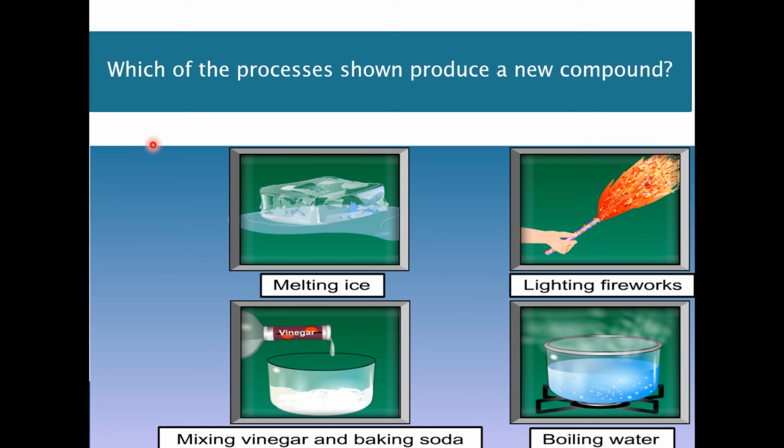Which of the processes shown produce a compound? The answer is mixing vinegar and baking soda and lighting fireworks. When fireworks burn, new compounds are produced. When vinegar is poured over baking powder, carbon dioxide gas is produced. Carbon dioxide is a compound.